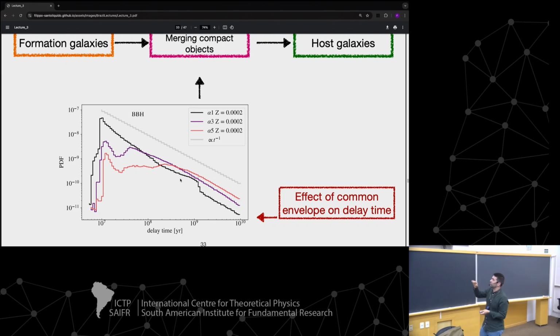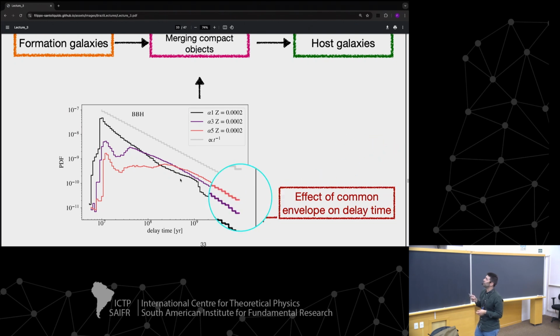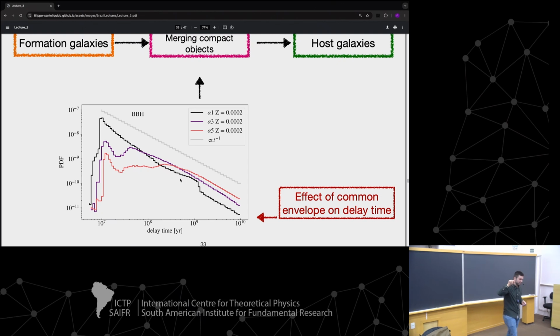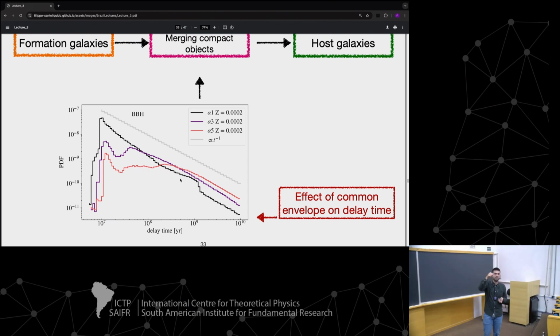And the delay time distribution has this shape of t to the minus 1, which is the gray line that I'm showing here, and plotting the results of different alpha parameters. So this is just to say that this distribution depends on the astrophysical processes that let those black holes merge.